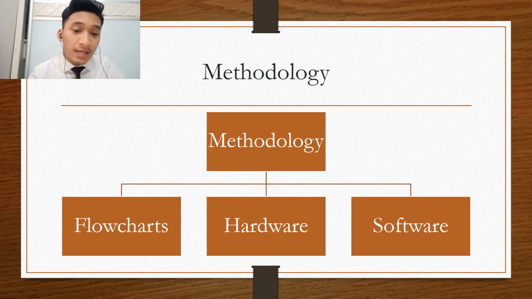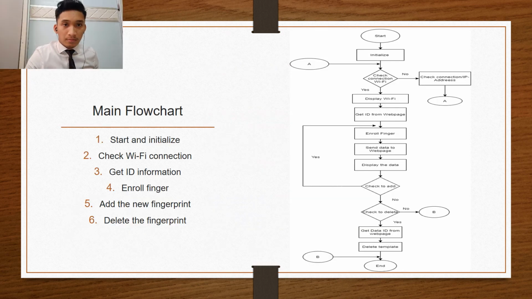Methodology. There are 3 parts here in methodology. First one is flowcharts, second one is hardware, and the third one is software. The main flowchart. Start and initialize. Check connection of the Wi-Fi. If no, check the connection of the Wi-Fi or the IP addresses. If yes, display the Wi-Fi.